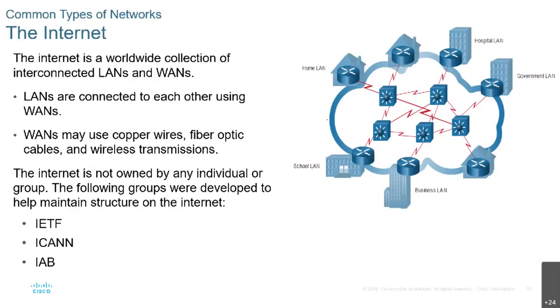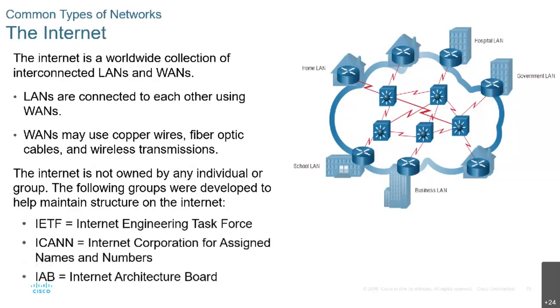There are actual non-governmental bodies that were developed to maintain some structure on the internet. One is the IETF, Internet Engineering Task Force. The other one is the Internet Corporation for Assigned Names and Numbers. And we also have the Internet Architecture Board. They try to bring some structure and some order to the internet, but not actually control it. So this is something which is good. We like it to be free as it is right now.